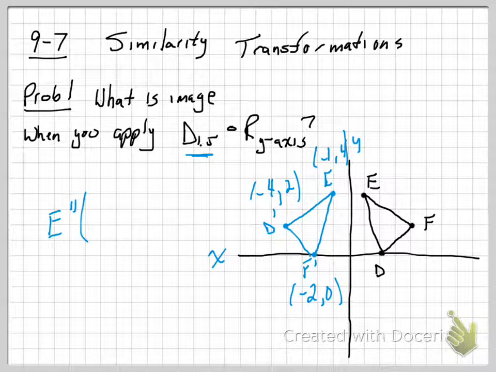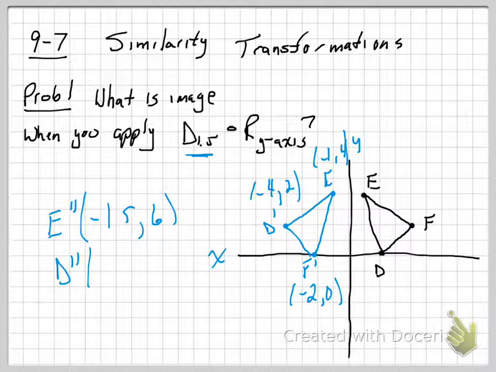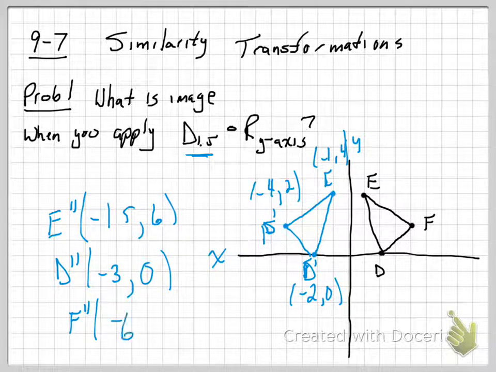E double prime is going to be negative 1.5 and 6. D double prime is going to be negative 3 and 0. Sorry, I have this mislabeled. This should be D prime. This should be F prime. That's why it didn't make sense. And D double prime is negative 3, 0. And F double prime is going to be negative 6, 3. Because I'm just multiplying each point by 1.5.